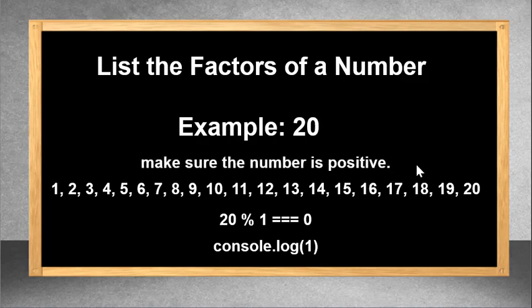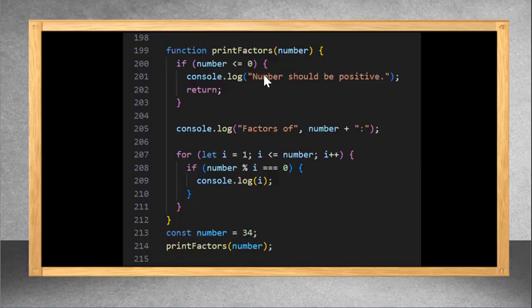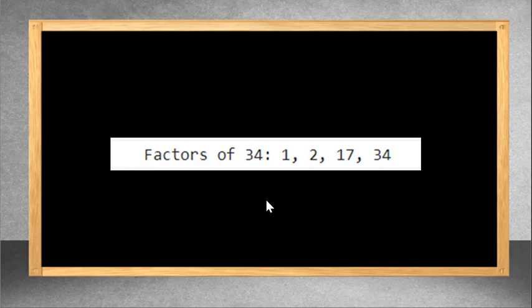The first thing I would do is make sure that the number is positive. So here is my code. The name of the function is print factor. My number that I chose is 34, so I pass it into the function here, and it is positive, so I'll type in factors of, and then a colon here. Here's my for loop. It goes from 1 to 34, and here's my division, checking to see if the remainder is 0. If it does, I console log that particular number. So for 34, this was my print off.